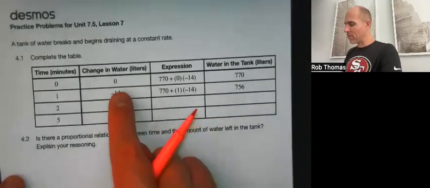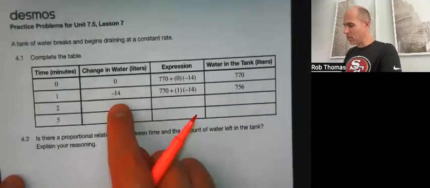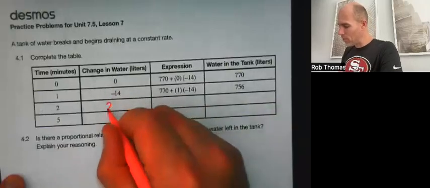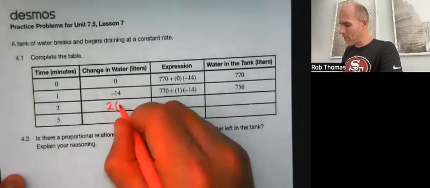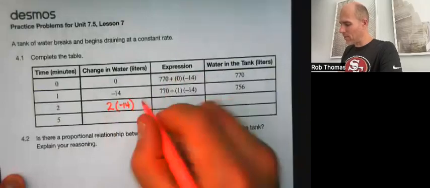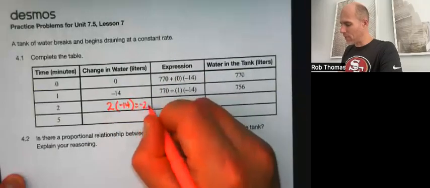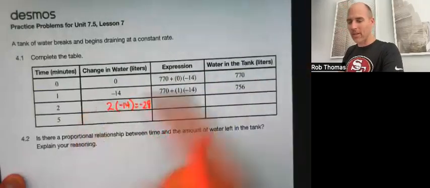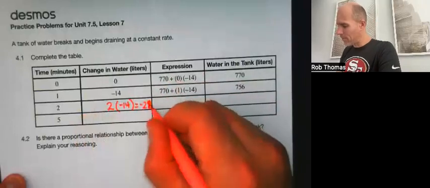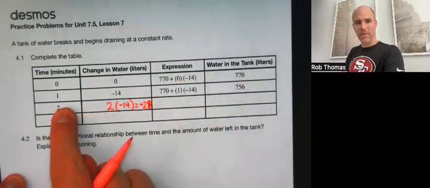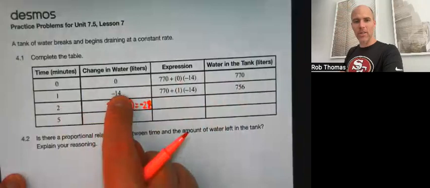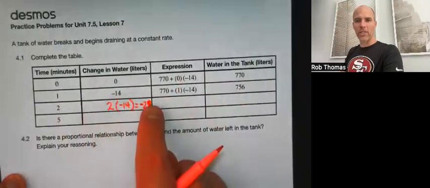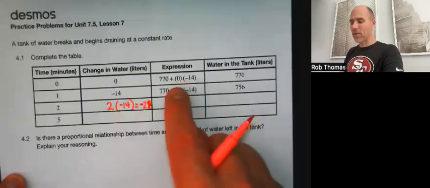So after 2 minutes, the change is going to be 2 times -14, which equals -28. I should have started that more over here. I didn't leave myself good room to do that. Okay, I did the minutes times the change, got me the overall change in that time, which is -28. Now let me write a whole expression that shows that.